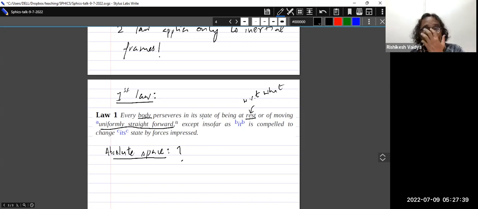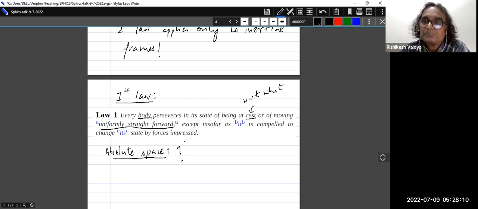Okay. So every body preserves its state. The whole point is, before one defines the effect, one has to define the signatures of no force. And the signature of no force is given by the first law: in the absence of any force, if you see that there is no causative agent, and the body is enjoying uniform motion in a straight line, then this observation must have been made in a frame called an inertial frame.